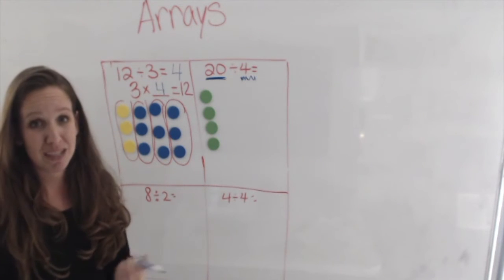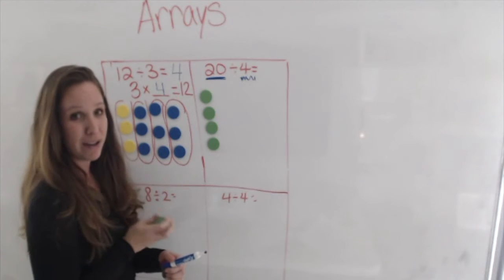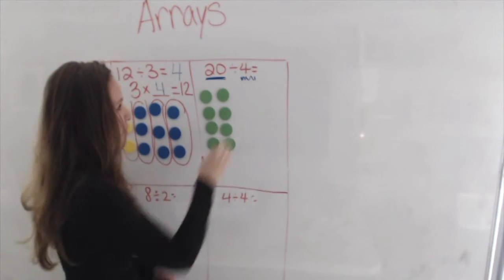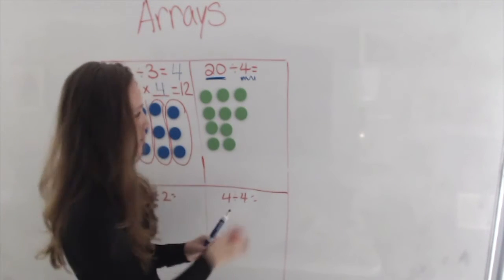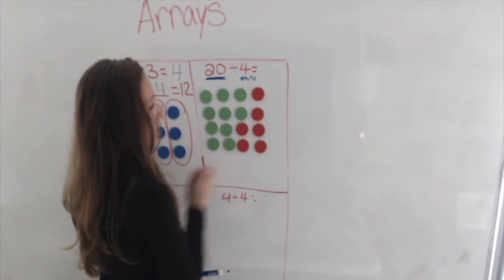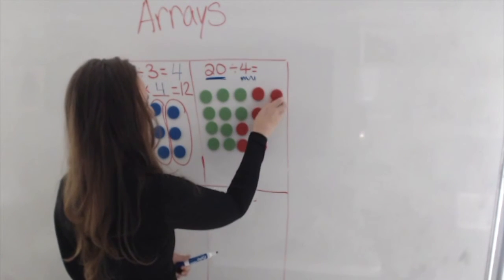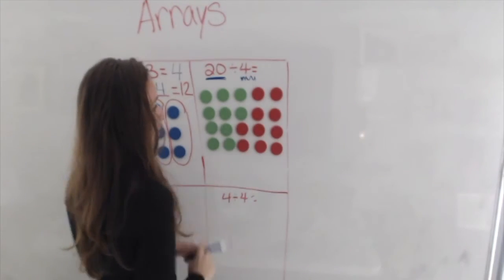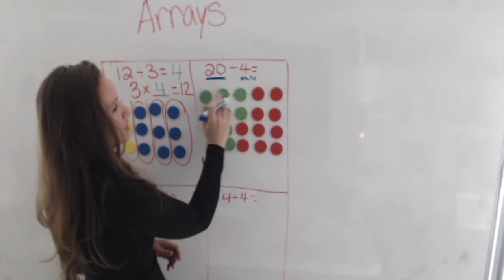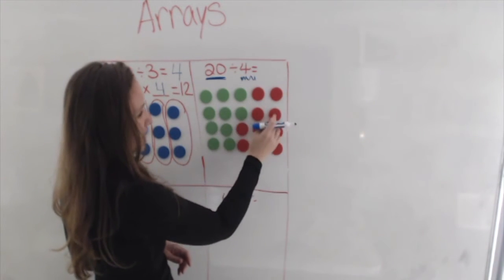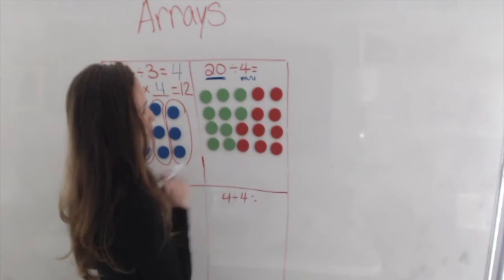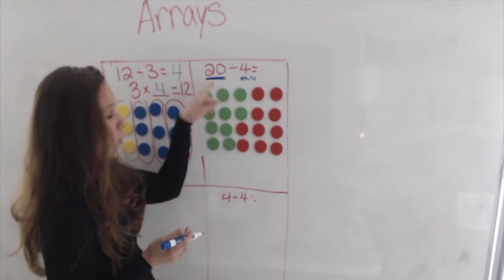So let's start using my dots. That's 1 column. 1, 2, 3, 4. 2 columns. 1, 2, 3, 4. 3 columns. 1, 2, 3, 4. 4 columns. 1, 2, 3, 4. 5 columns, and I'm out of dots. So let's just make sure we've used all of our dots. 1, 2, 3, 4, 5, 6, 7, 8, 9, 10, 11, 12, 13, 14, 15, 16, 17, 18, 19, 20. I used all of them, 20 dots.